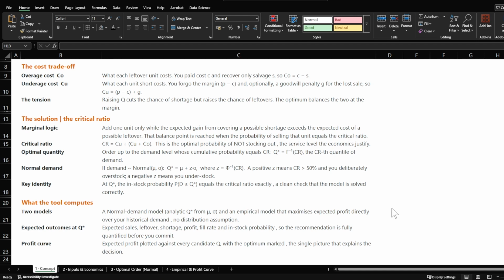In this particular Excel tool, we will be calculating our optimal order quantity in two ways. One, by the normal demand bell curve model, which is point number 3, and the other where we do not know what my demand distribution is. So empirically we will be calculating the optimal quantity, and accordingly we will check how much profit and loss we are getting. So let's start with the input and economics.